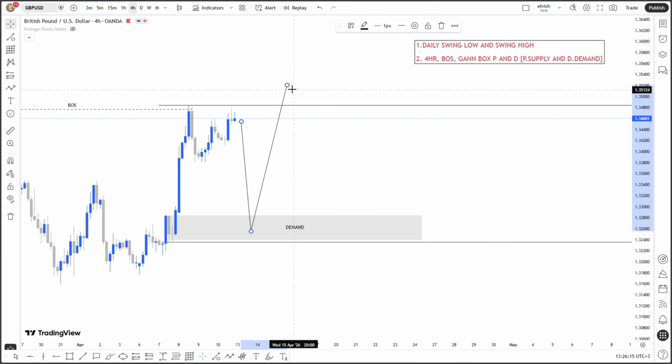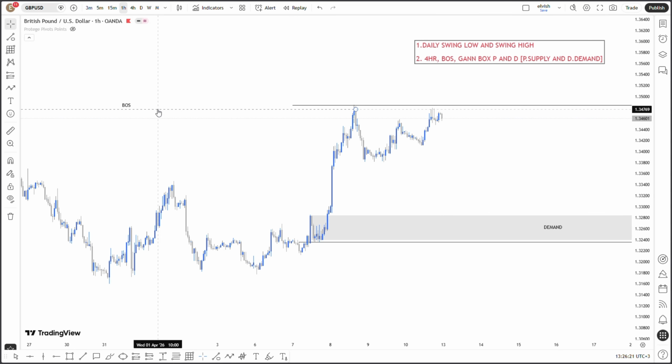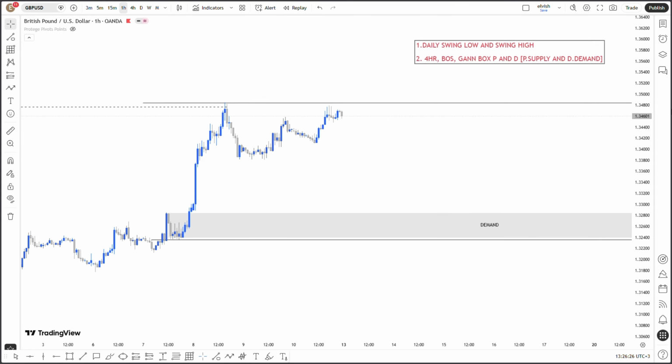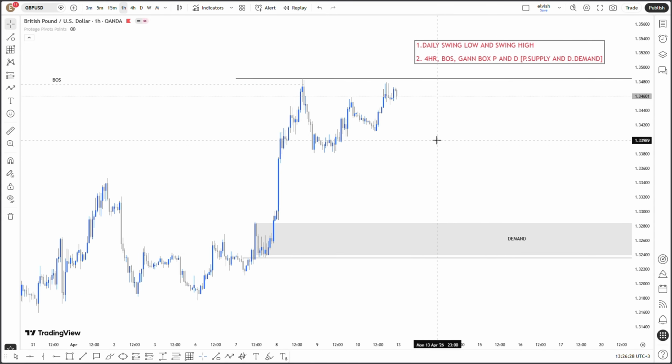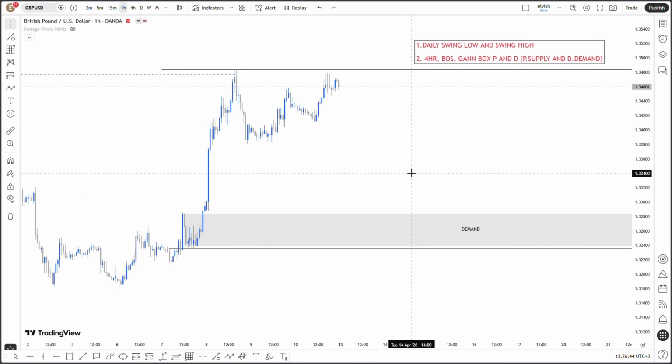Now let me go to the 1 hour time frame. So what do I do in the 1 hour time frame? If you look closely at price, we all know that price will have to come back to the demand zone for us to buy. But actually you can take advantage of this pullback to this point over here. That's how I do things the easiest way.